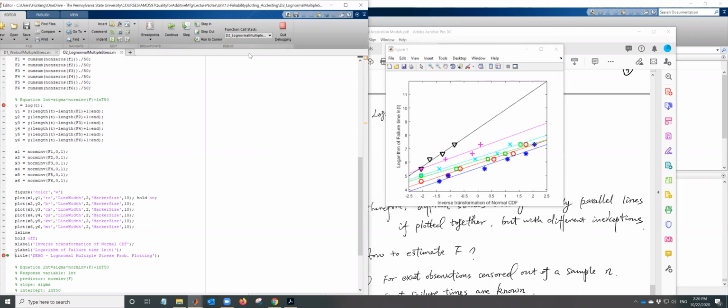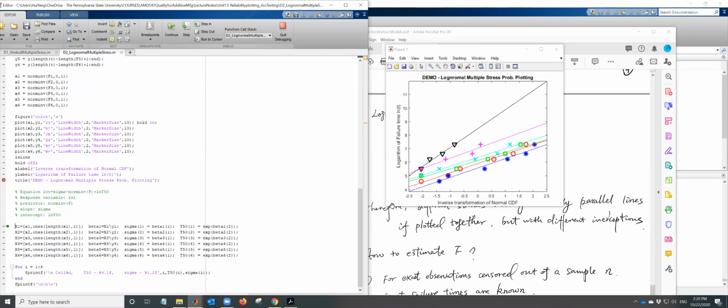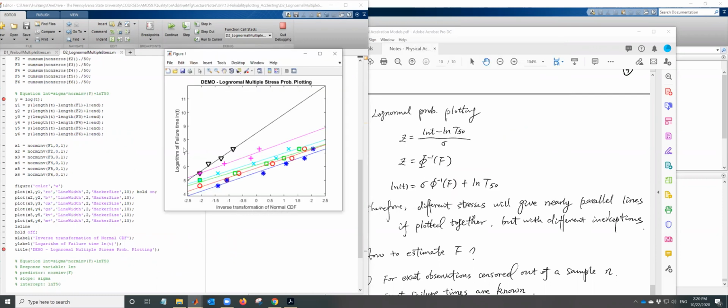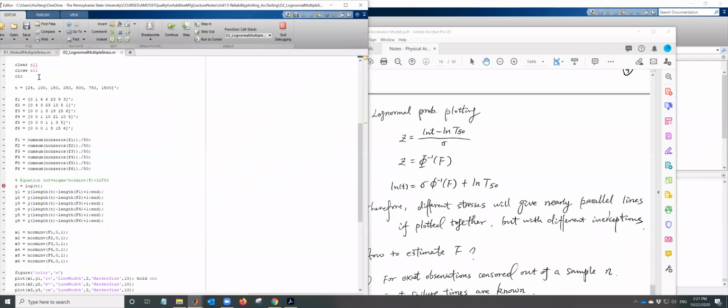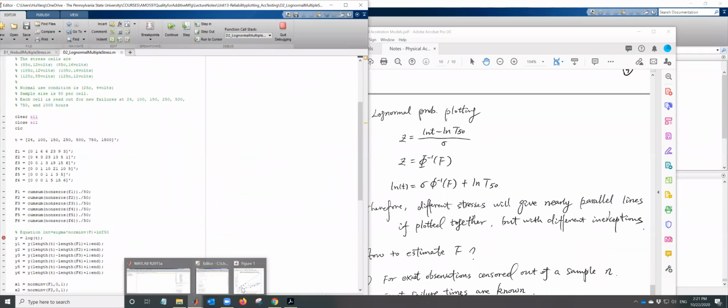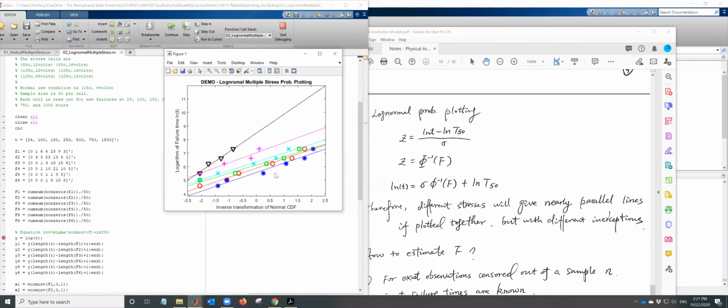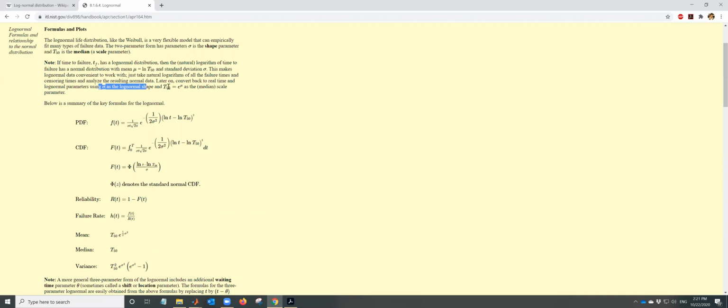So x is phi inverse F, the inverse transformation of normal CDF. And y is the logarithm of failure time. You see, the different stresses give approximately parallel lines. But because of this real data, the last one, the black one, is extremely, it's 125 degree, 16 volt. This is a very extreme stress condition, so it's slightly different from all other lines. But they are approximately straight lines. And for each line, we can estimate the sigma and the log T50. Sigma is the shape parameter and T50 is the scale parameter.